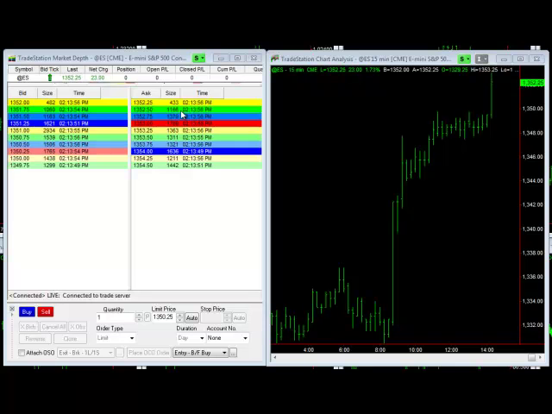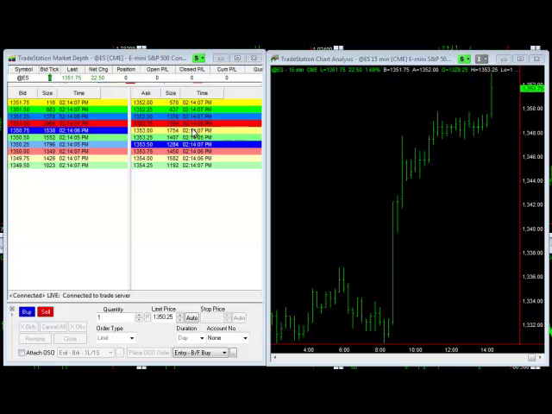Now, I'm kind of pausing to let this sink in. See, this is where most retail traders really just let their eyes glaze over, thinking, Mac, what are you talking about?